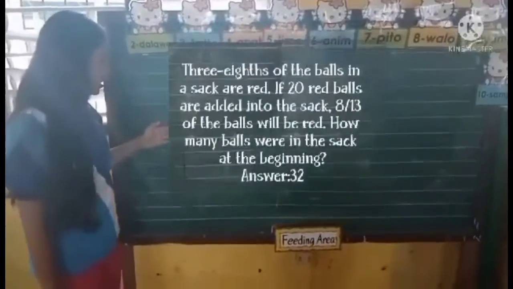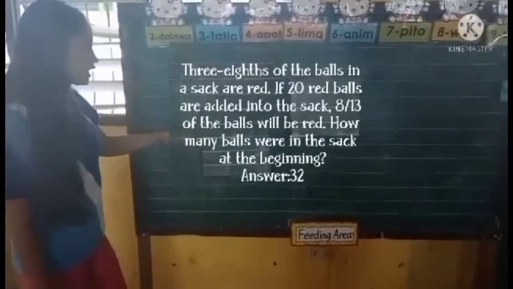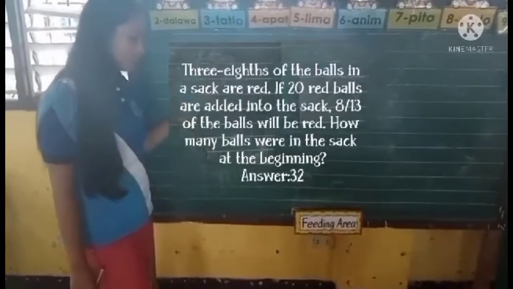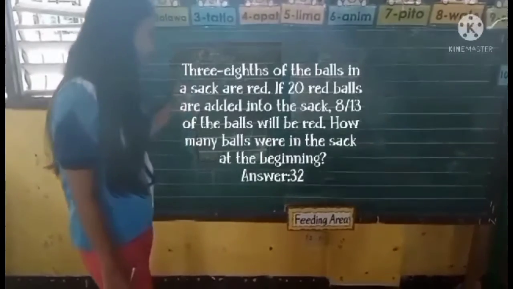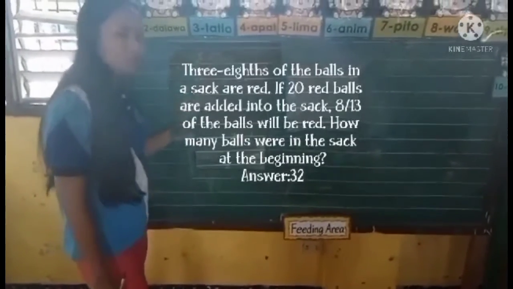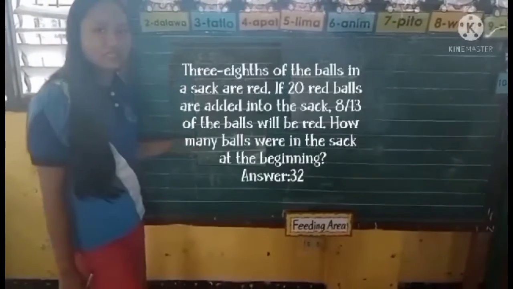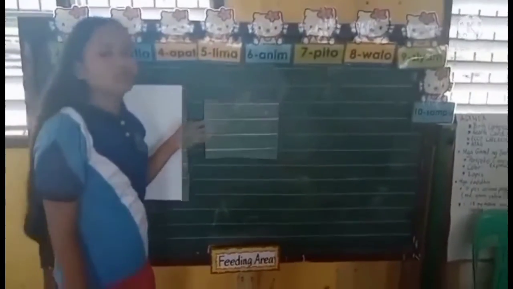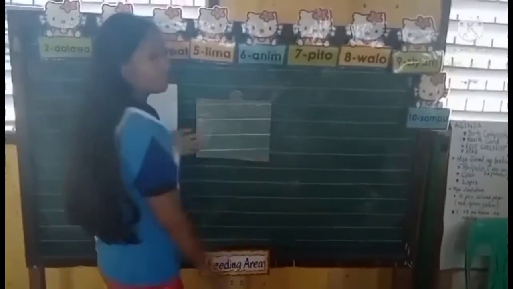For our question, 3/8 of the balls in a sack are red. If 20 red balls are added into the sack, 8/13 of the balls will be red. How many balls were in the sack at the beginning? The answer is 32. So, paano nga ba natin makukuha yung 32?